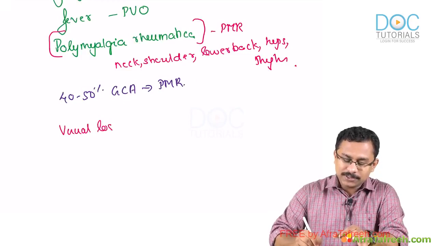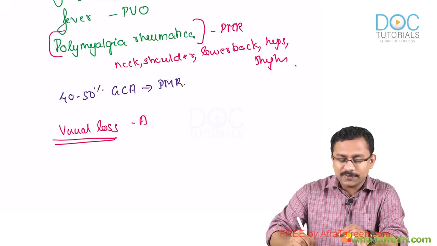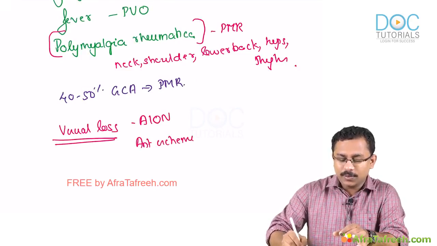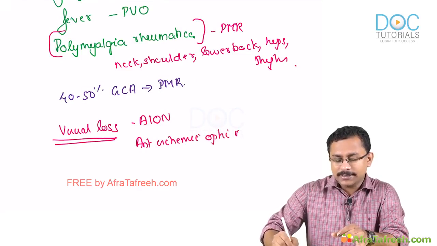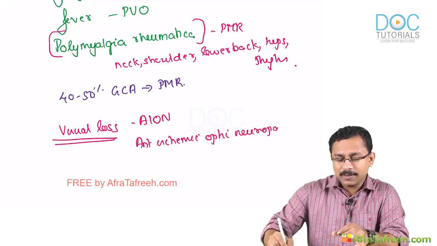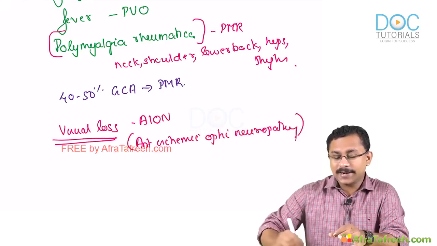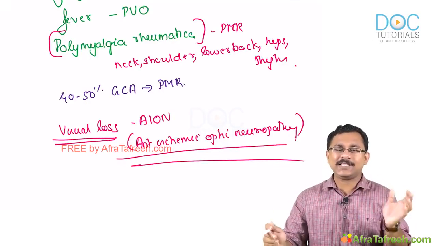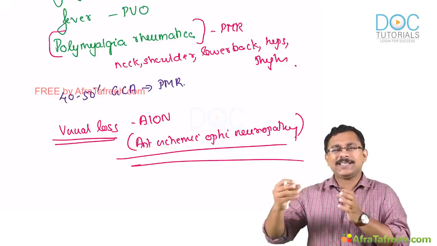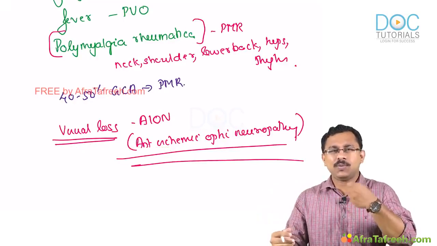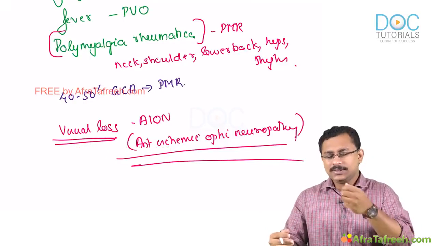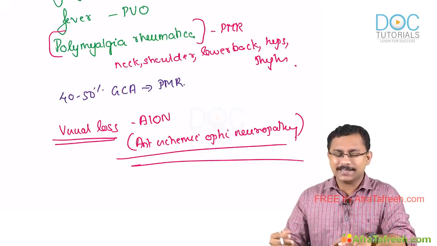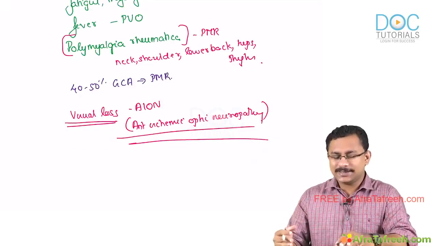One of the dreaded complications of giant cell arteritis is visual loss. The visual loss occurs because of the AION, that is anterior ischemic optic neuropathy. So I told you, though it is predominantly a large vessel vasculitis, it can affect some of the smaller vessels also, like your posterior ciliary artery. Subsequently the optic nerve perfusion also may be affected. But always remember, this is a large vessel vasculitis.